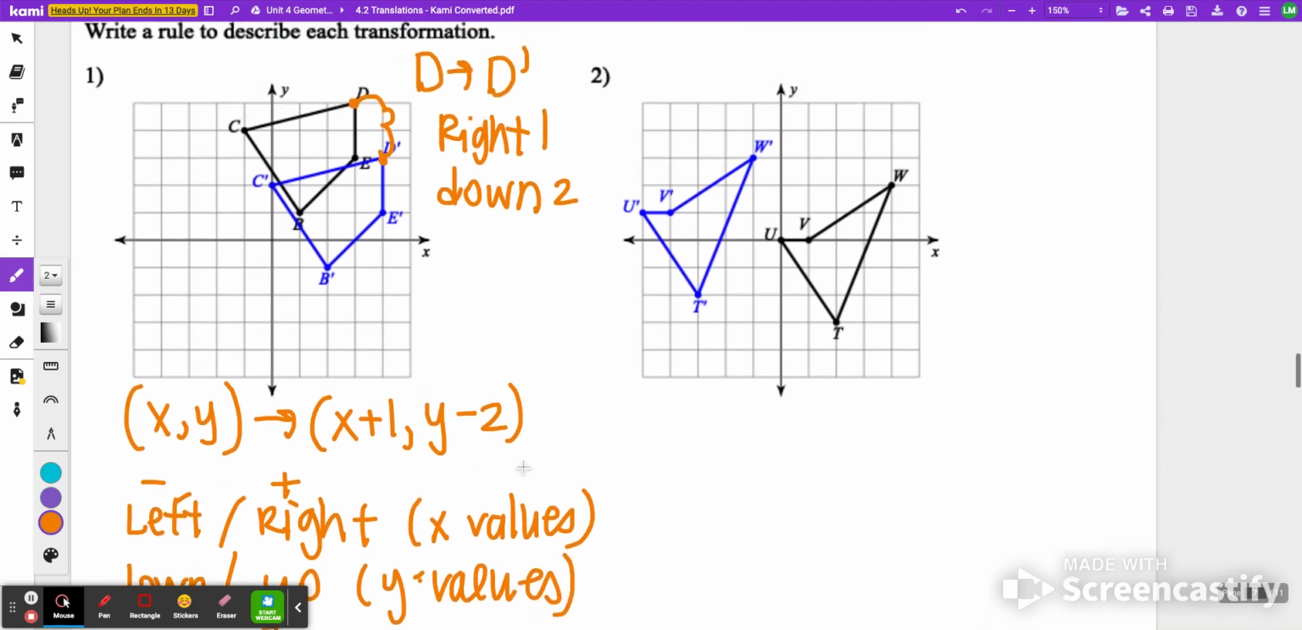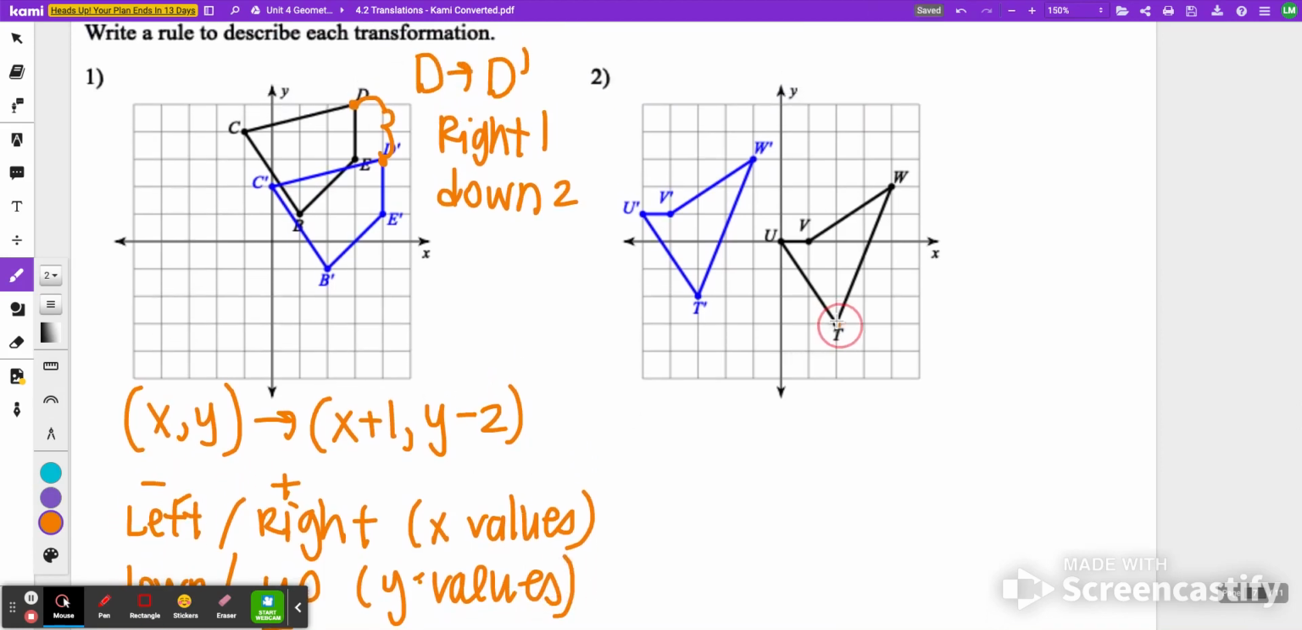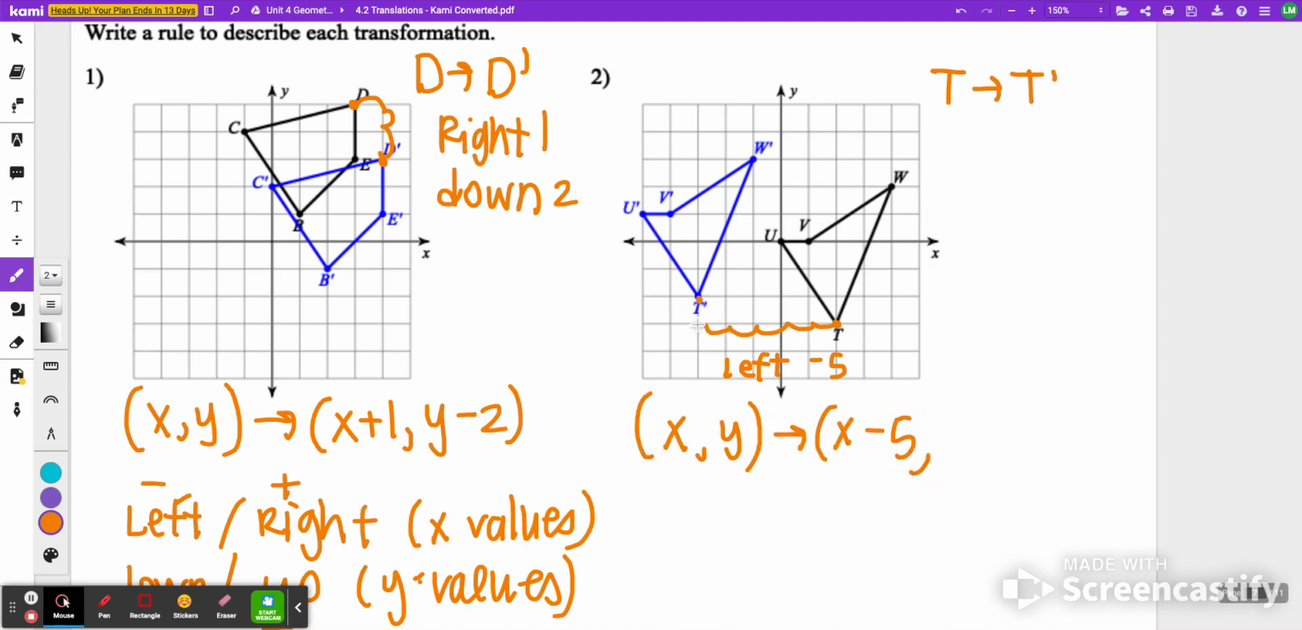So those are going to be your y values. Okay, so let's try the next one. In this case, maybe I choose point T, and I'm going to go to T prime. So again, T was my original pre-image, and T prime is my new image. To go from T to T prime, I'm going to go left or right first. I'm going to go left 1, 2, 3, 4, 5. So this is left 5 or a negative 5. So that's going to be the first part of my rule, x comma y arrow, and then x minus 5 because I went left. And then to get up to the T, you have to go up 1. Up 1 means a positive 1, so y plus 1. Okay.